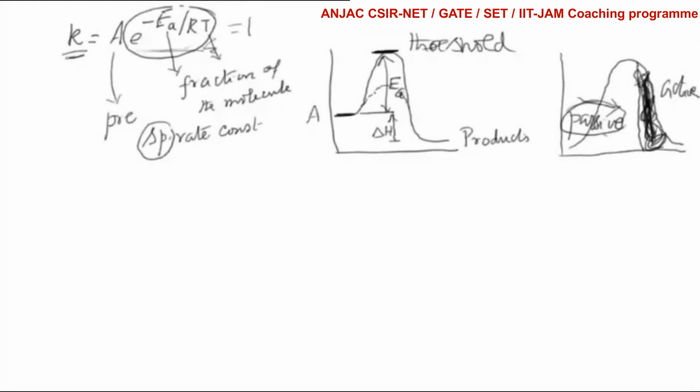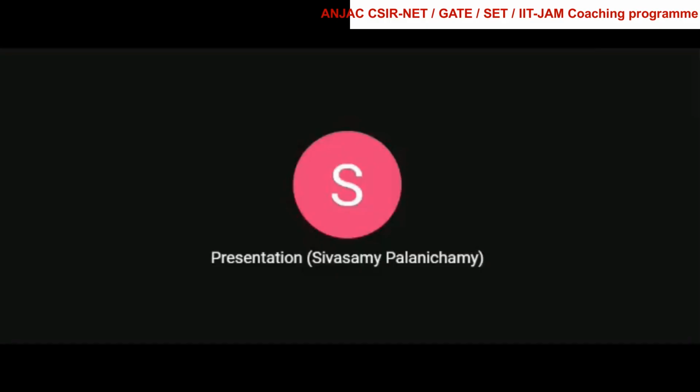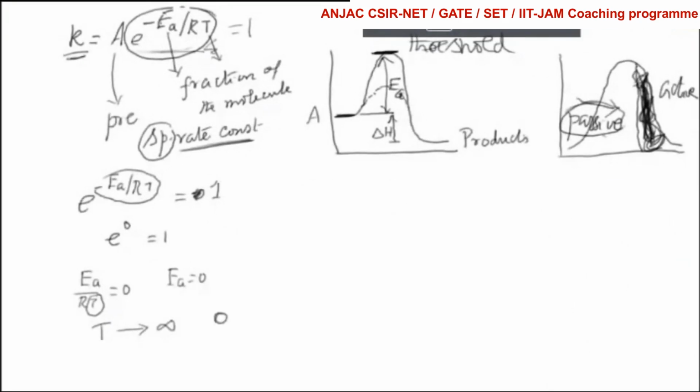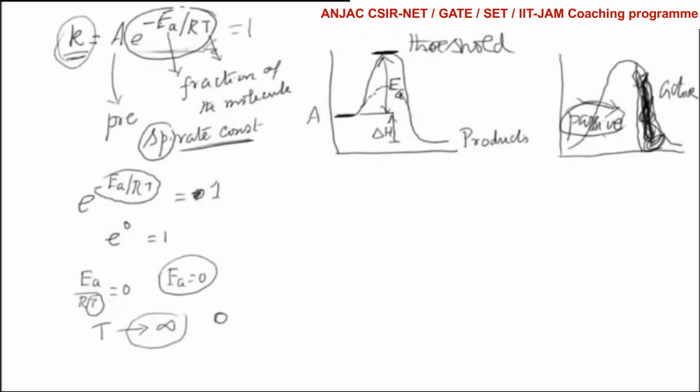When Ea/RT is equal to 0, then e^0 is equal to 1, and K is equal to A. What is the condition? Actually, the rate constant attains its maximum value. The two conditions are Ea equal to 0, and the temperature of the reaction is infinity. Then the rate constant would attain the maximum value of A.